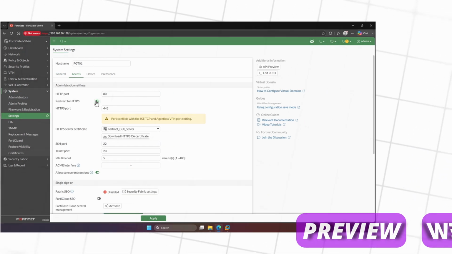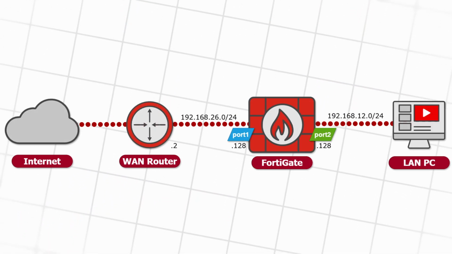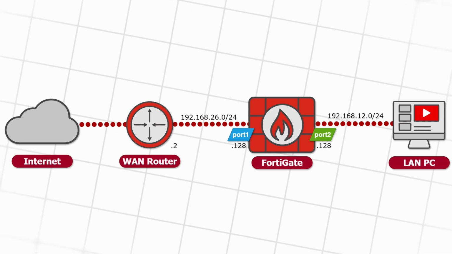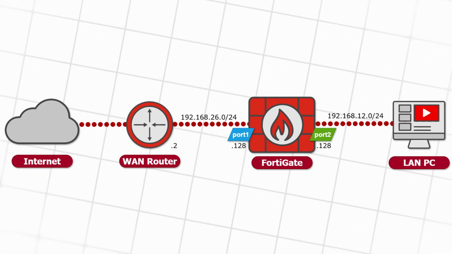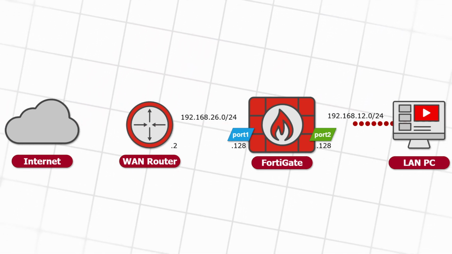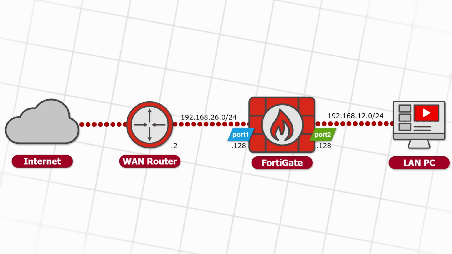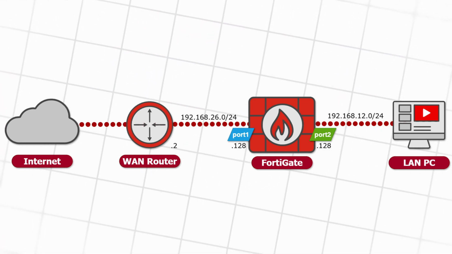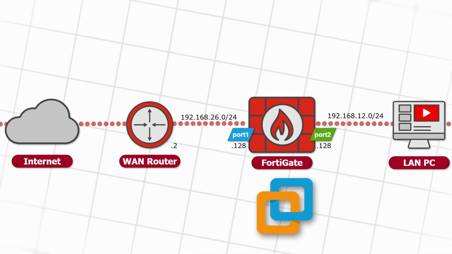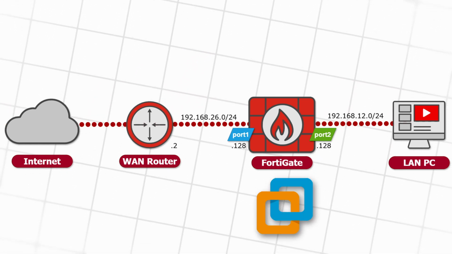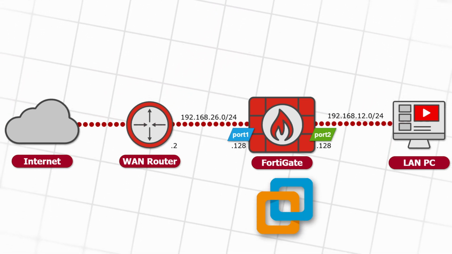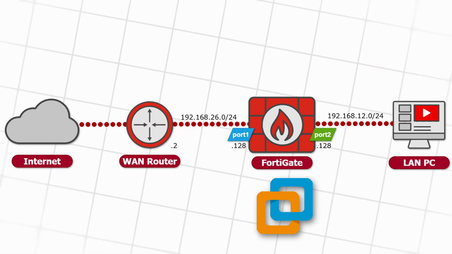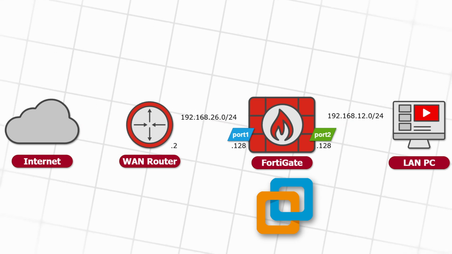administrator configuration, and more. We'll use the following topology on this lab, where FortiGate port 1 will be used as the WAN interface connected to the WAN router, and port 2 will be connected to LAN network, where a client machine will be used for testing connectivity through the firewall. In my case, I'll be using a FortiGate virtual machine running on VMware, but don't worry, everything we'll cover is equally applicable to physical FortiGate appliances. With that out of the way, let's power on our FortiGate and begin with the initial access.